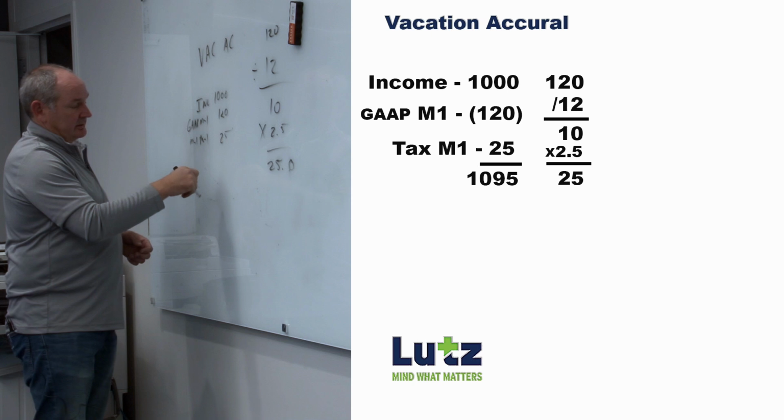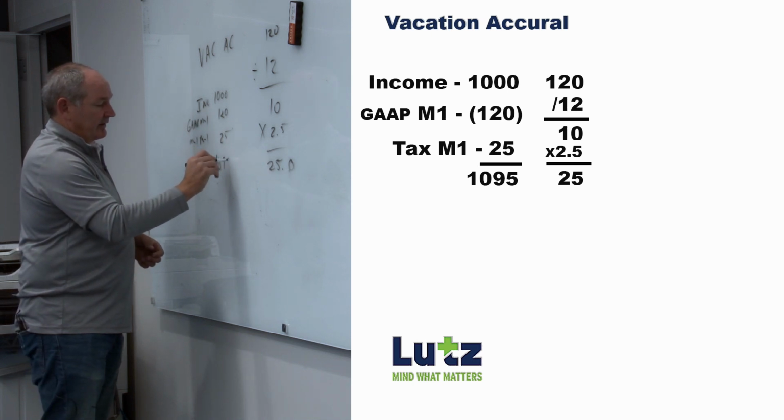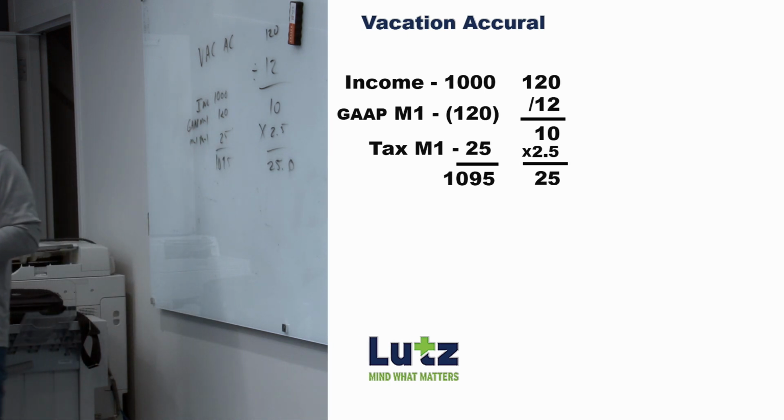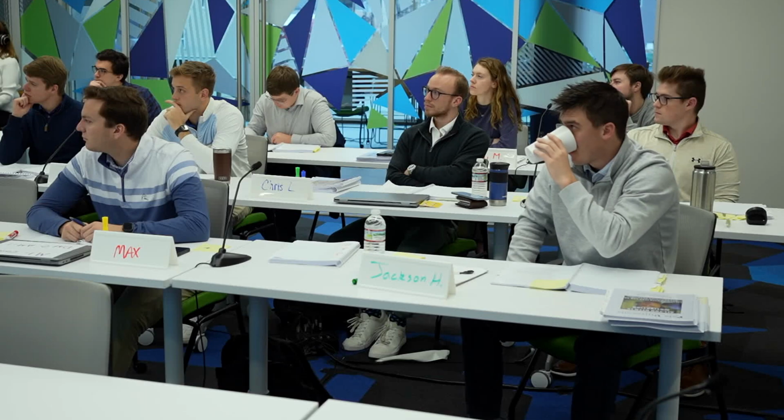So now we're at 1095, correct? Is that math right? Does that make sense? So it's when paid. Economic performance with respect to vacation accrual is when paid for the first 2.5 months.